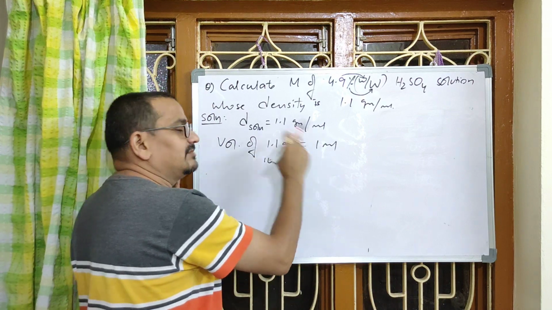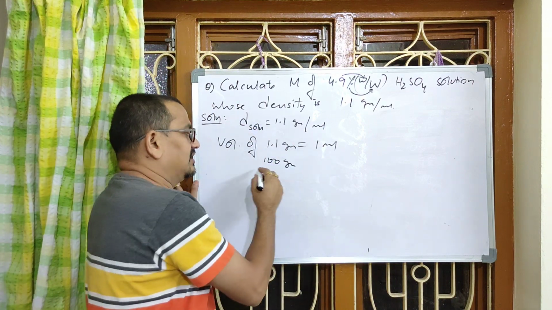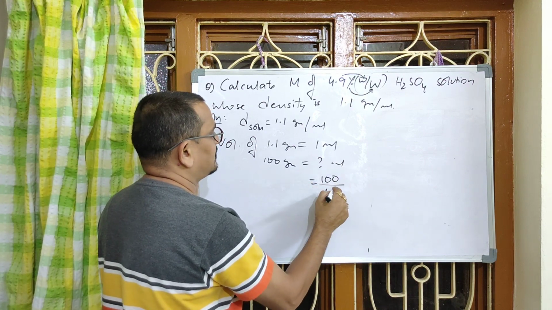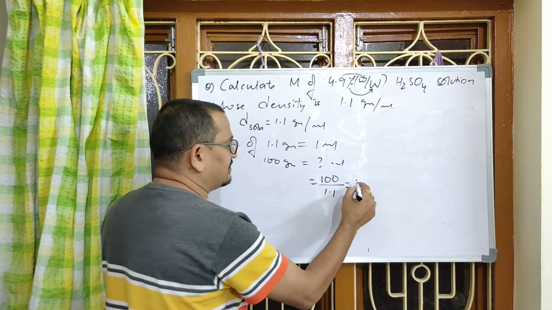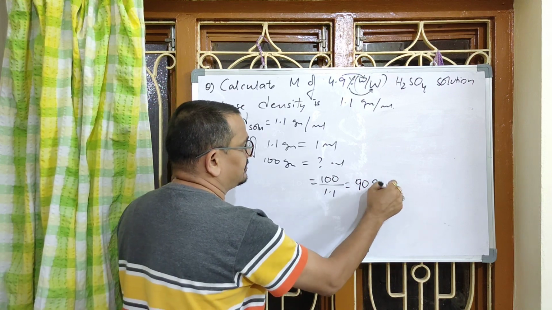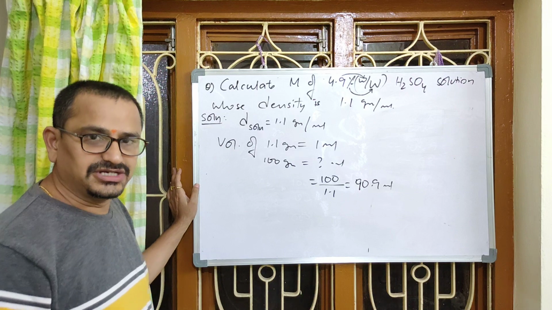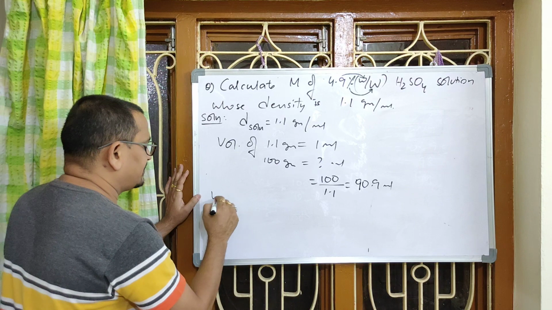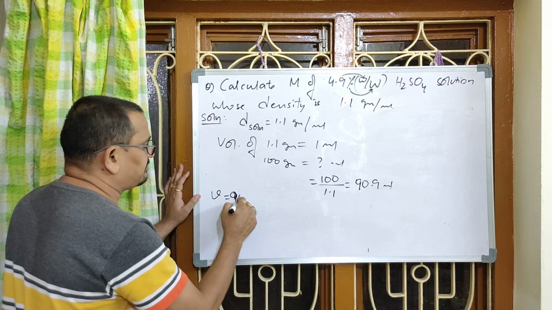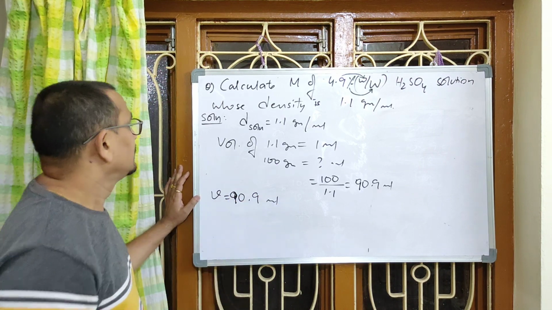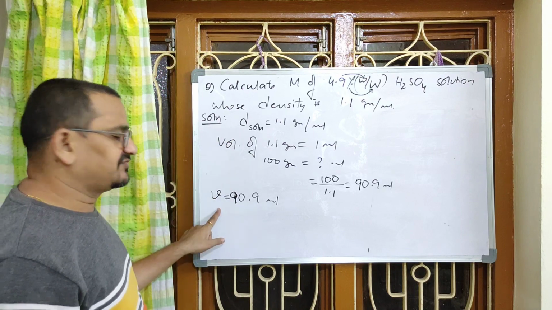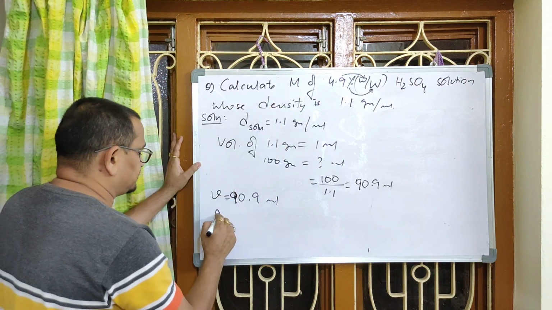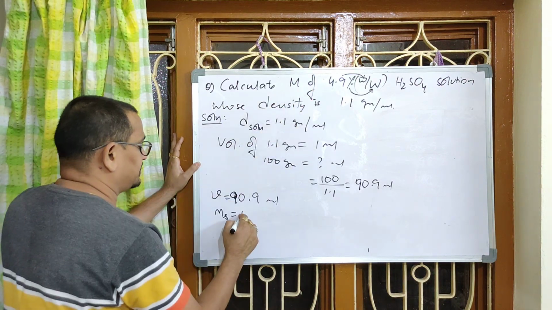Now 100 grams is the mass of solution. When 1.1 gram volume is 1 ml, 100 grams volume is how many ml? It is 100 by 1.1. If you calculate, you will get 90.9 ml. So we are given the volume of the solution as 90.9 ml. We are given the density, the volume of the solution we calculated from the density, and then the mass of the solute. Mass of the solute is 4.9.